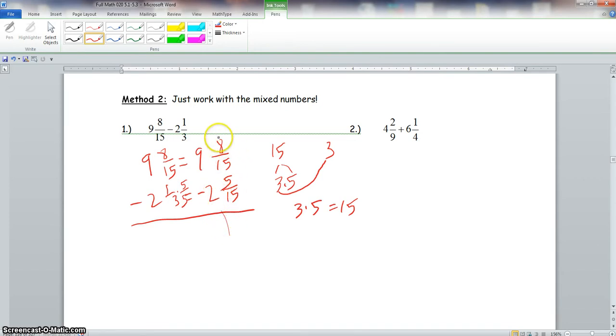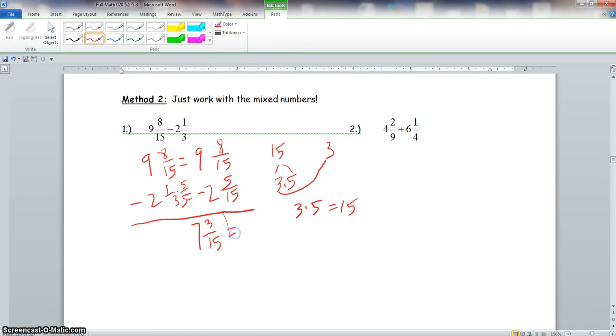But let's subtract these fractions. 8/15 minus 5/15 will give you 3/15. And then 9 minus 2 is 7. So we have 7 and 3/15. Now if we could simplify this, we need to simplify it. So this is what we need to do.